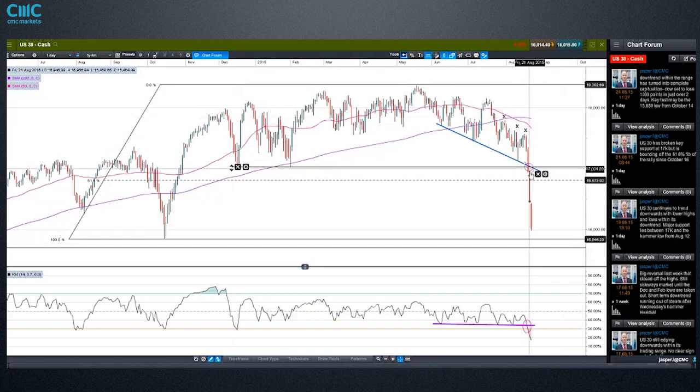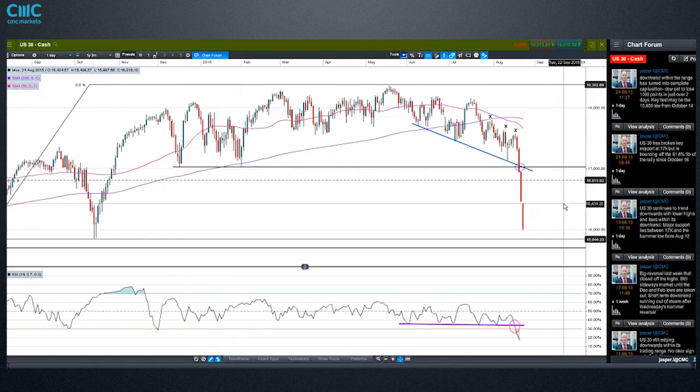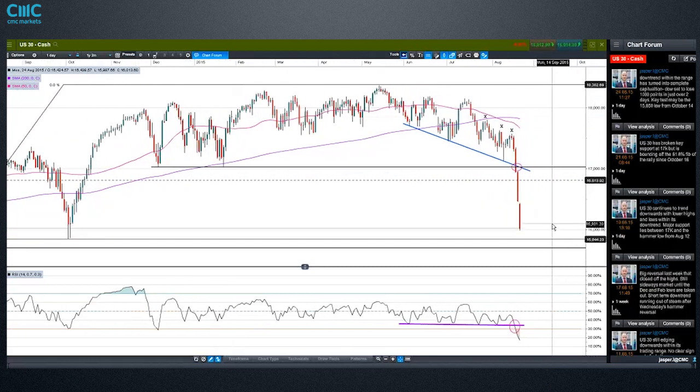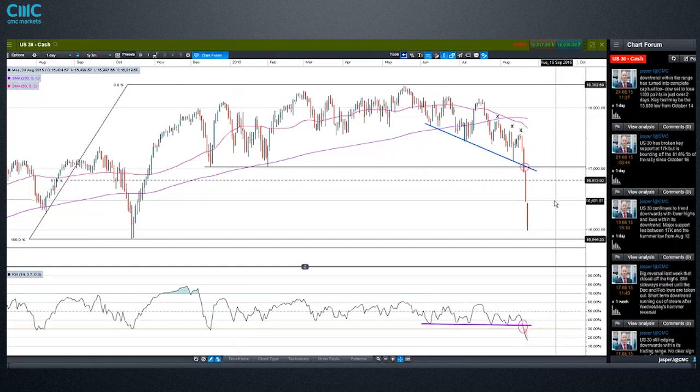But the break of this declining trend line, plus the break of this RSI line that I'd mentioned, was a good little entry point down there. If anyone's still short, good for you. Don't get shaken out too early, but obviously 16,000 is a big round number, so we could get a bit of a rebound.